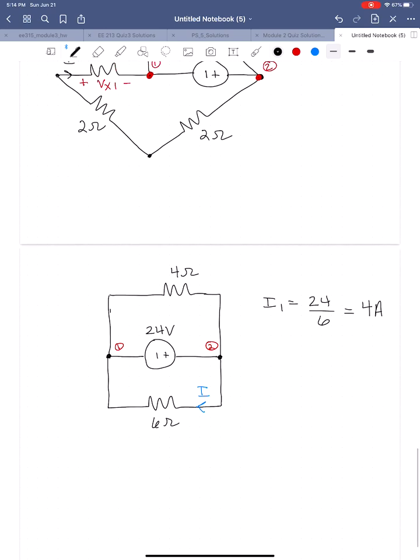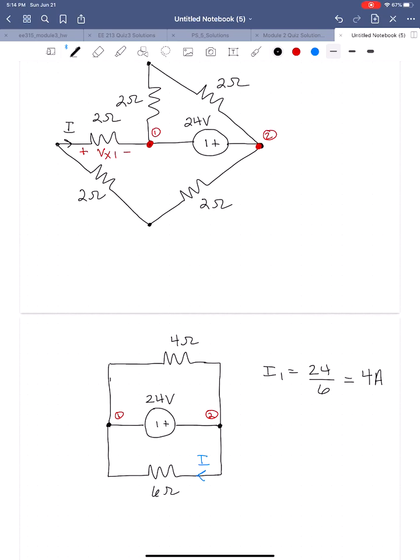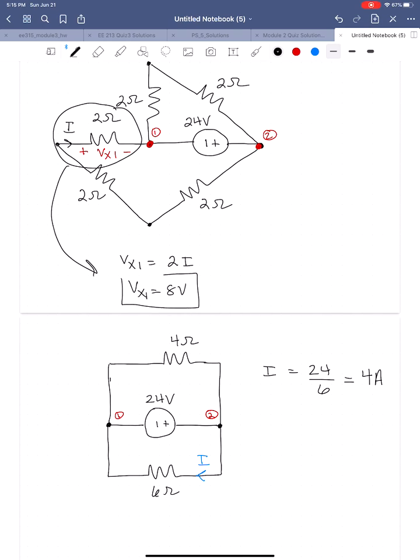And if we take a step back onto this circuit, now that we know, and I'm not going to call it I1, I called it I. Let me take that 1 out. All right, and so now we know that I is 5 or 4, excuse me. We can go to this part of the circuit here and note that that Vx1 is equal to 2 times I, or Vx1 is equal to 8 volts. Okay, so that's the first part of the voltage Vx1 that's a function of just that 24 volt source.